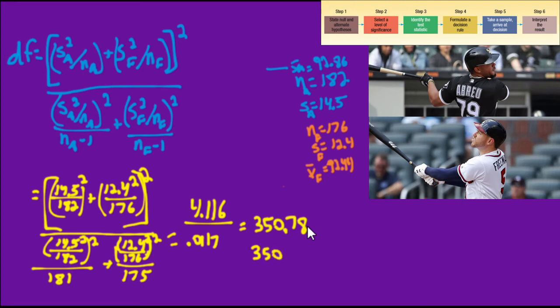Now, the reason we round down is that we want to take a little more conservative approach here. We don't want to overstate something. So we're going to do a lower degrees of freedom, which is going to lead to a larger t.